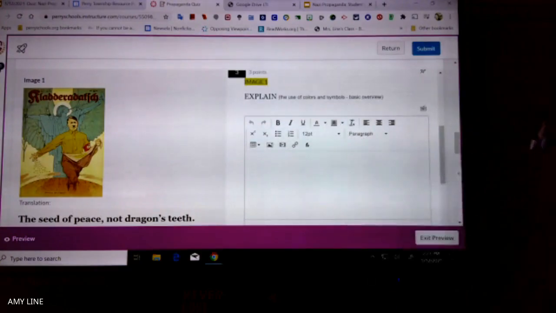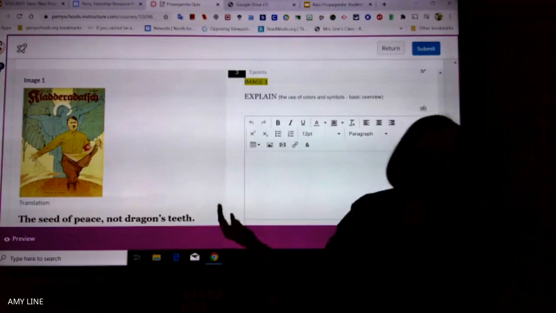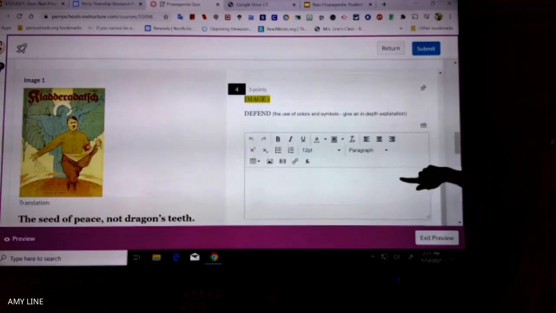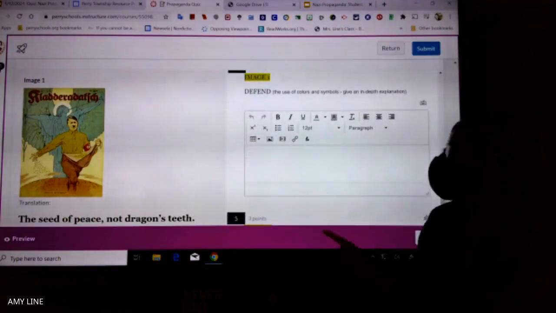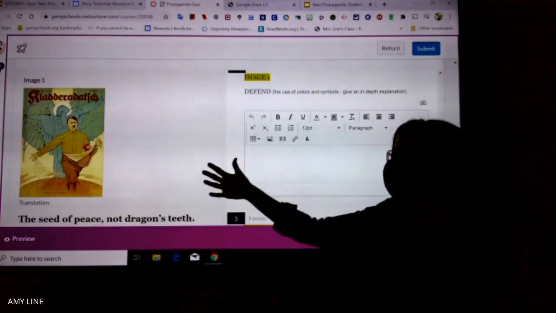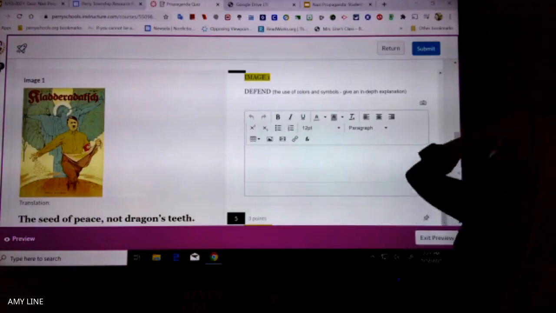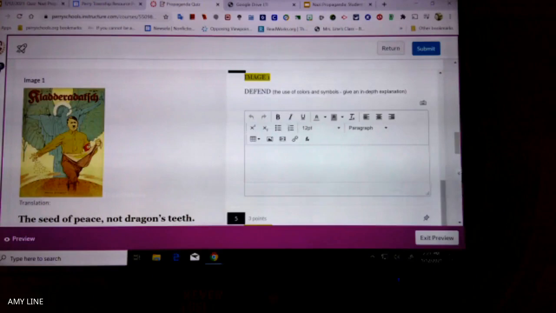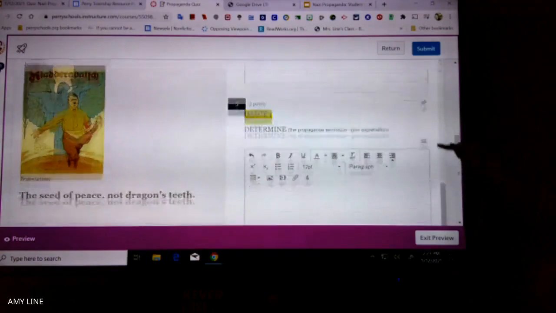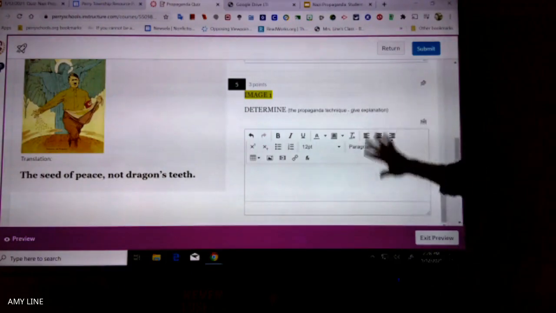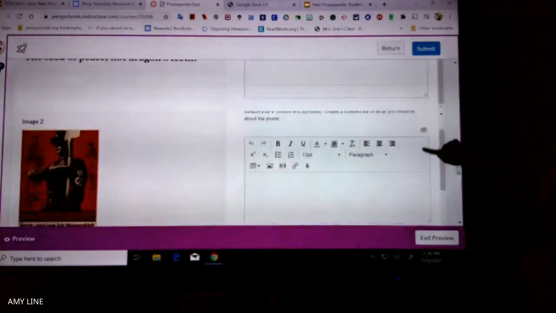Explain the use of colors and symbols. Give the basics. What is this basically showing me? Then you defend that explanation. Give that in depth. So now that you've basically said it means this, now we're going in. We're adding our background knowledge. Making sure that you let me know exactly what German people would be thinking when looking at this. Okay? And then determine what propaganda technique, and then give an explanation. Okay? So those are those same 4 questions for each of our images.